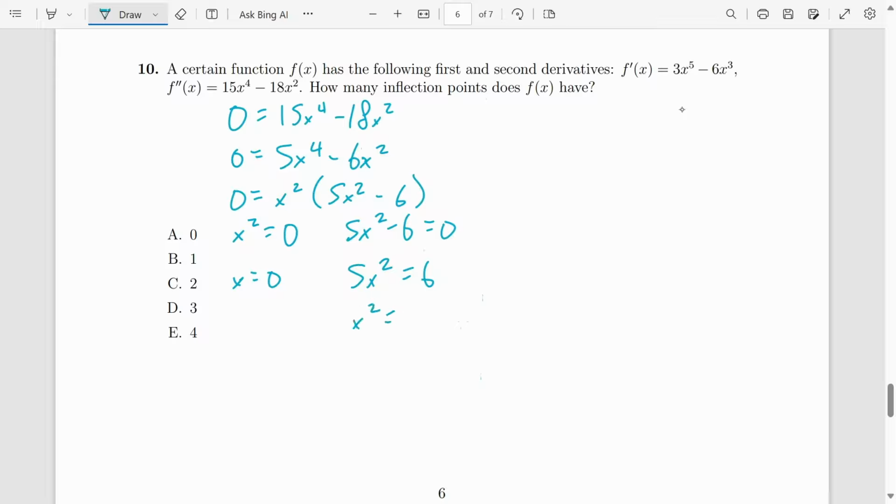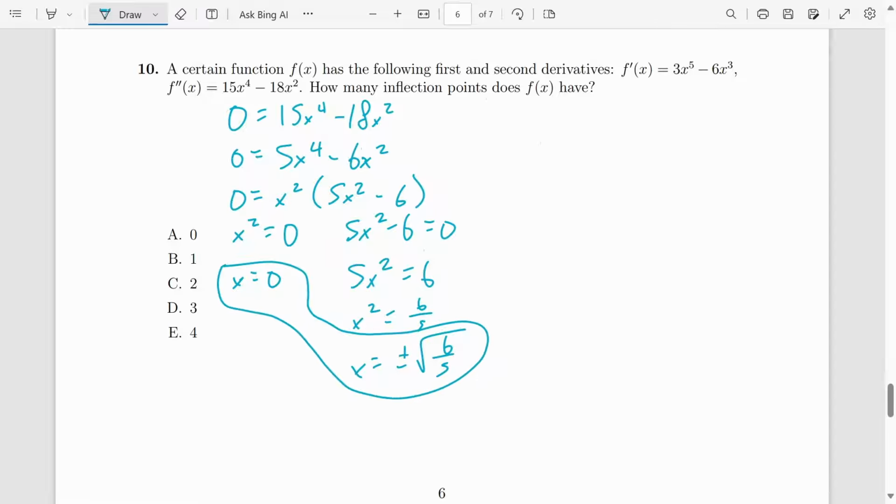We've got x squared equals 6 over 5. And then square root both sides. We've got x equals plus and minus square root of 6/5. So there we go. We've got our three potential inflection points. Unfortunately, those are potential inflection points. Sometimes graphs are weird, and some of these inflection points aren't actually inflection points.